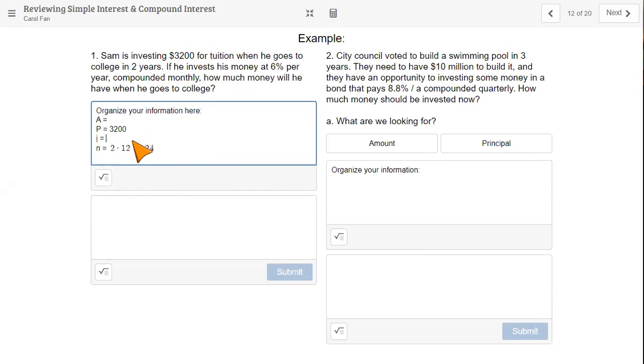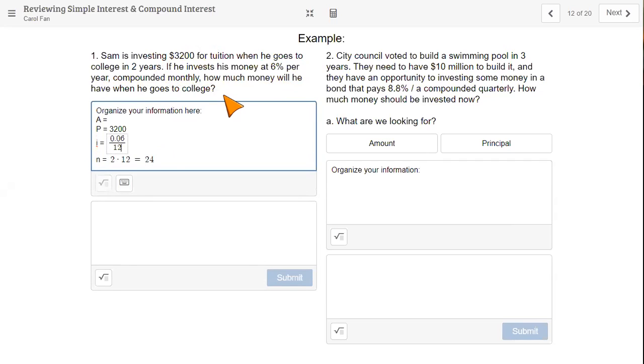Now our interest rate, 6% per year compounded monthly. So 6% is the total we're getting for the year, but we have to divide that so that we get that by months. Okay, 0.06 divided by 12. The question is asking, how much money will he have when he goes to college? We're looking for our A.